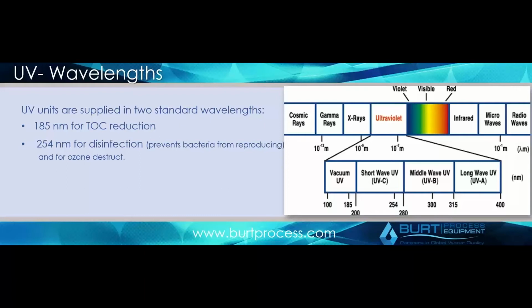It's also worth knowing that 254 nanometer UV can also destroy ozone. So should you have ozone either in your system or as part of a sanitization process for your loop, in those cases.